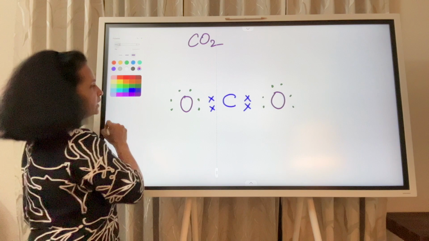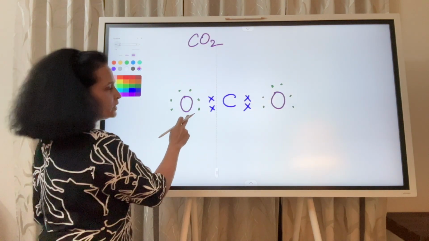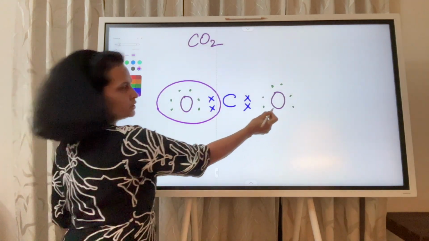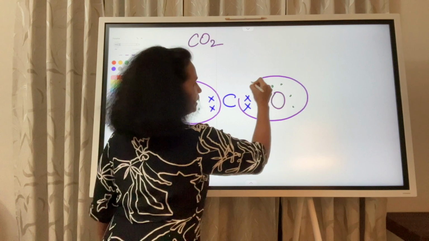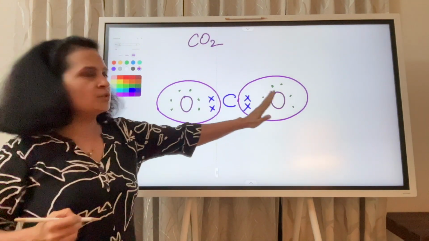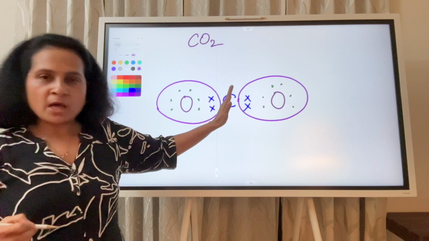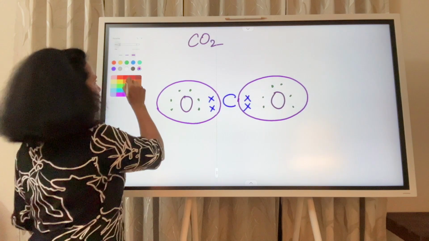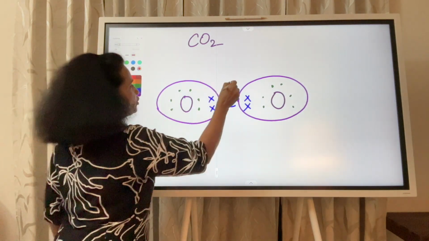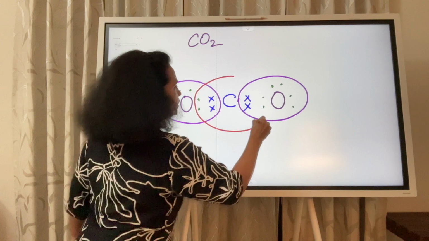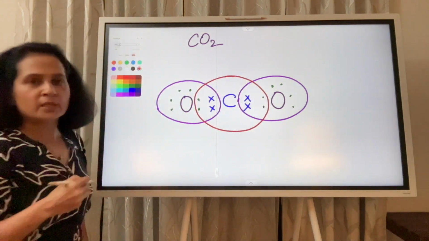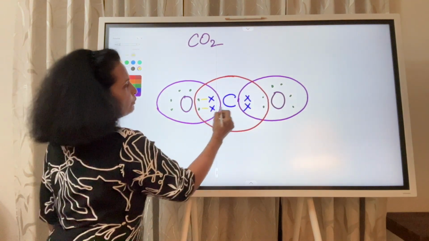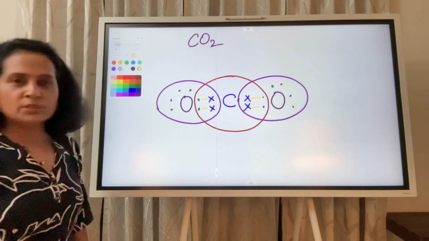So how do they try and share electrons here? Oxygen has 6, needs 2 more. Well, it shares it with the neighboring carbon. Oxygen has 6, needs 2 more. It shares it with the neighboring carbon. Both the oxygens have their octet complete now. Carbon has 4 electrons of its own, needs 4 more. So it shares 2 electrons each with these 2 oxygen atoms on either side. So if you look at it, there are 2 electron pairs being shared between carbon and oxygen each time.